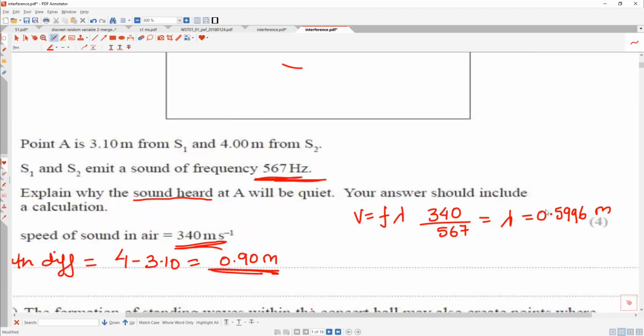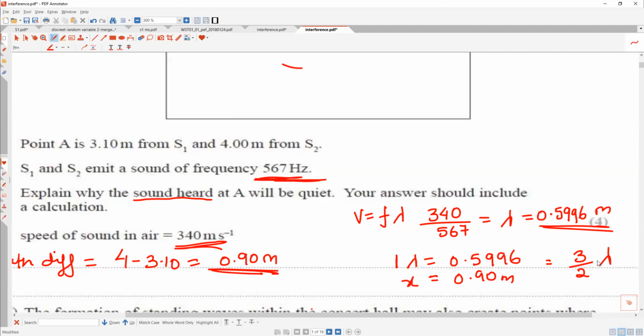Now let's see the path difference. This is your path difference, and this is your wavelength. One wavelength, 1 lambda, is 0.5996. So how much wavelength is 0.90 meter? 0.90 divided by 0.5996 gives 1.5. So it's 3/2 lambda, which is antiphase, minima, zero amplitude, therefore quiet.